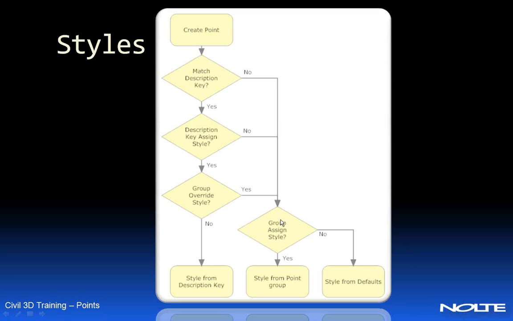Then it's going to look to the point group, or not point group. Excuse me, I said that right, to the point group to assign the style. And in that case, it's then going to get either the default style for that group for the point object and also the label style.